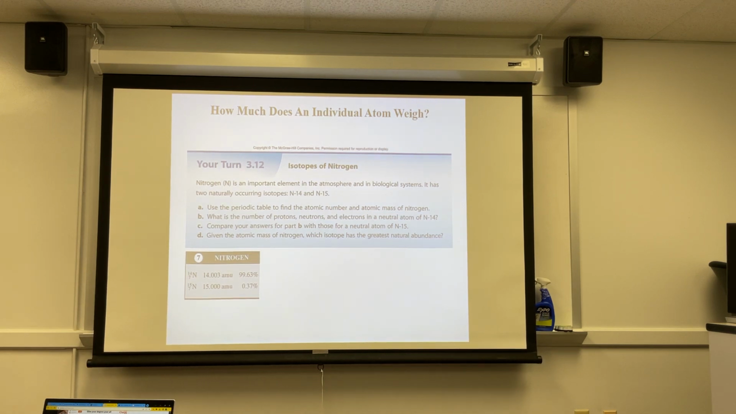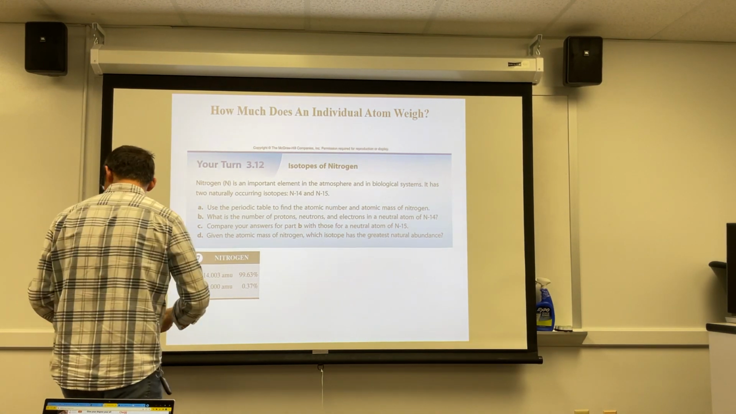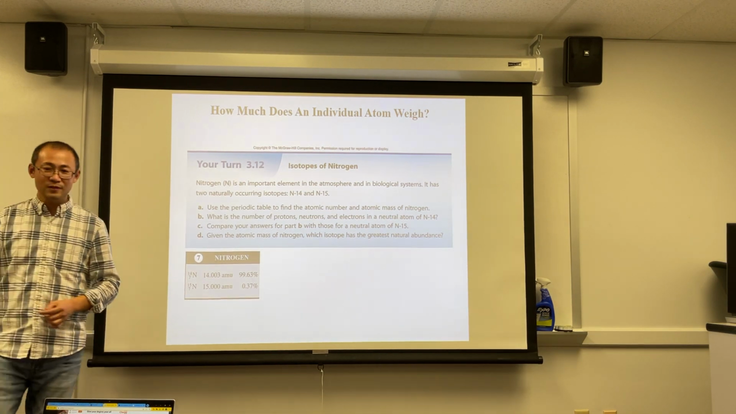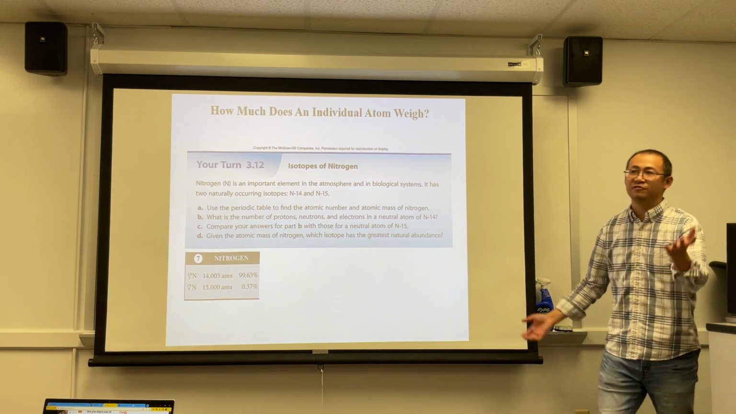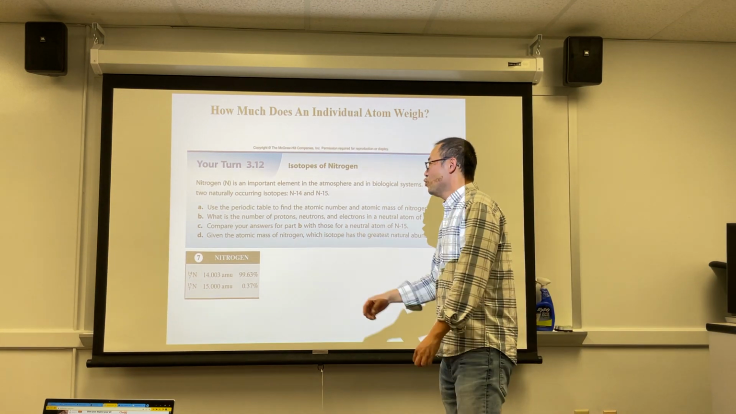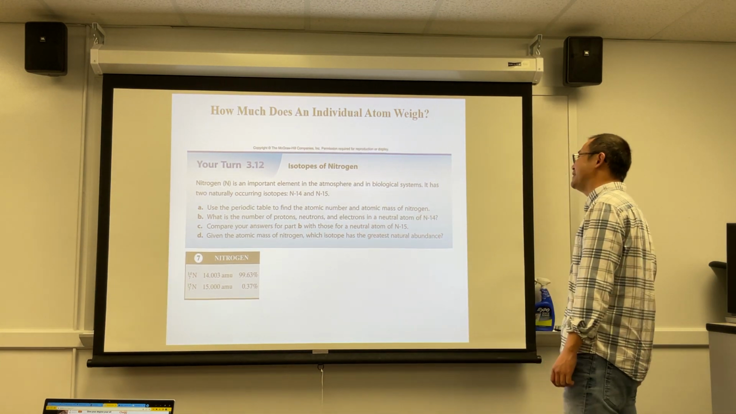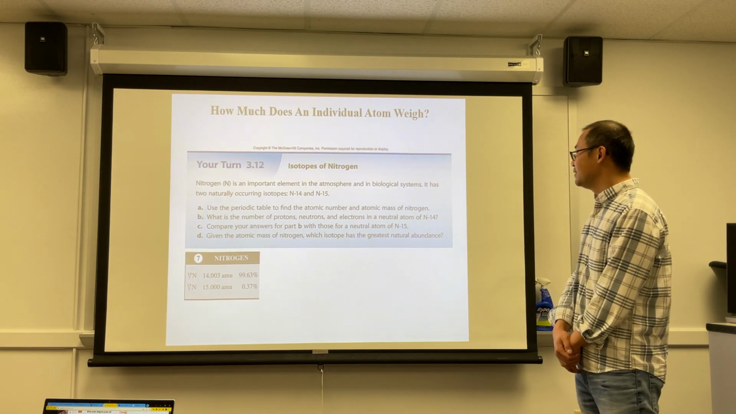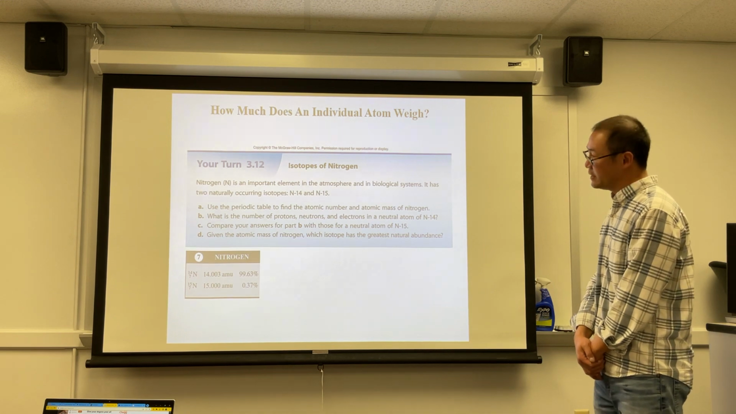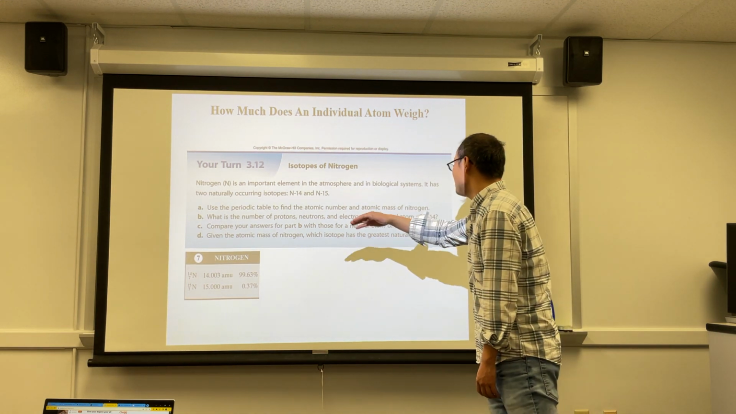For nitrogen? Yes. Okay. Atomic number 7 and mass is 14.007. Okay, 14.007. We can just use 14. Okay, good. Question B: what is the number of protons, neutrons, and electrons for N-14? 7, 7, 7. Perfect. Okay, what is the same question but for N-15?